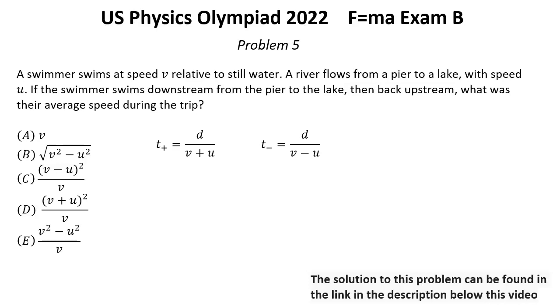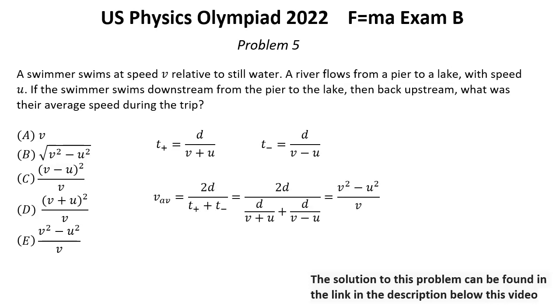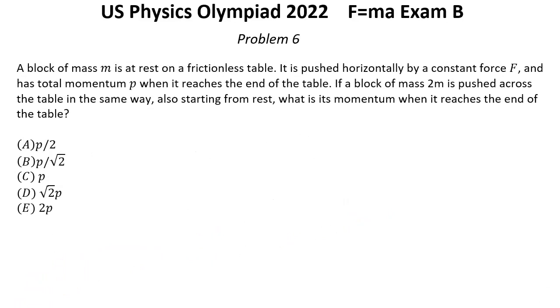It means that average speed will be total distance over total time, which is 2d over t plus t minus. After calculations, d is cancelled, and finally we have v square minus u square over v, which is answer E, and that was the solution for problem number 5.